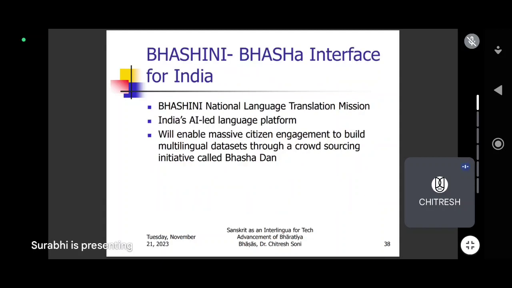Then, current research, what is going on? Bhashini, the Government of India's Bhasha interface for India. The Bhashini National Language Translation Mission, India's AI-led language platform, will enable massive citizen engagement to build multilingual datasets through a crowdsourcing initiative called Bhashadaan. Next, please.